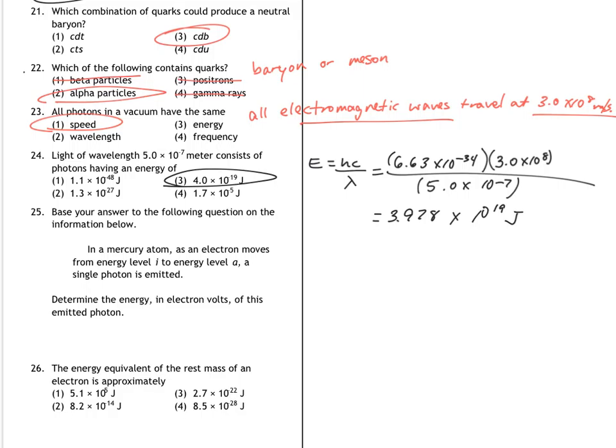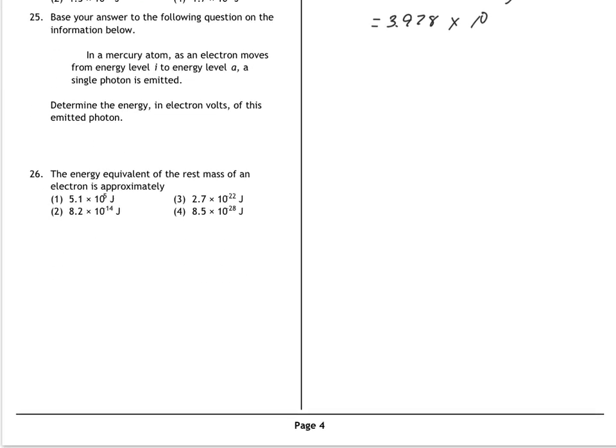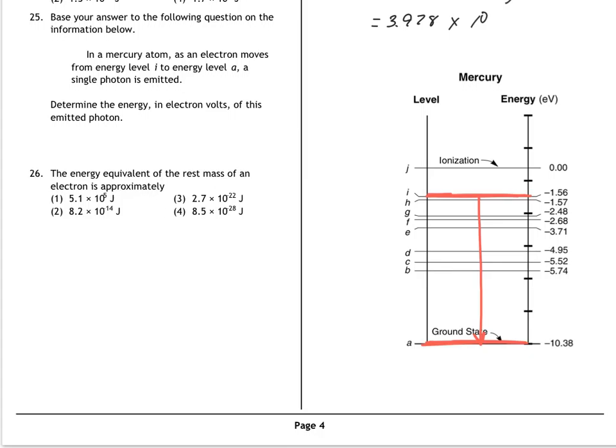All right, number 25. Base your answer to the following question on the mercury atom as it moves from level I to level A, emitting a single photon. So the energy of the photon that it releases would really just represent the difference in energies between I and A, and level I has -1.56 electron volts, whereas level A has -10.38. So we just find the difference between those two. And of course you get 8.82 electron volts.